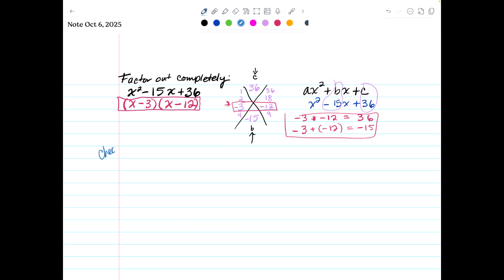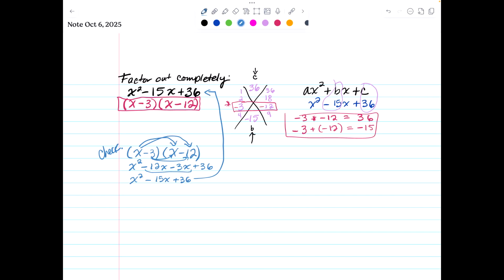Now let's check. We always want to make sure that this is the correct factorization. To check, we're just going to multiply x minus 3, x minus 12. We're going to multiply these binomials by using FOIL. That means x times x, which would give me x squared. X times negative 12 gives me negative 12x. Negative 3 times x gives us negative 3x. And negative 3 times negative 12 gives me positive 36. I combine like terms, so we have x squared minus 15x plus 36, which is the trinomial we started with.